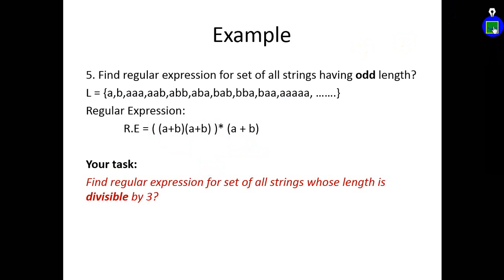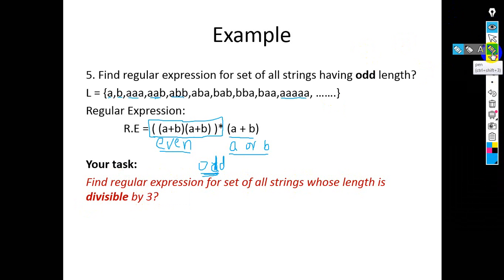Okay, next one. Your task is to find a regular expression for the set of all strings whose length is divisible by 3.